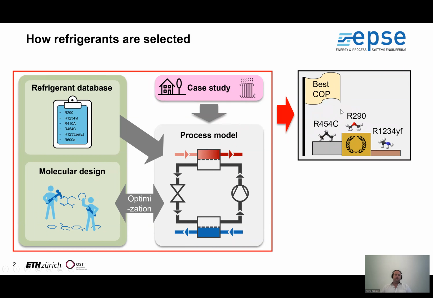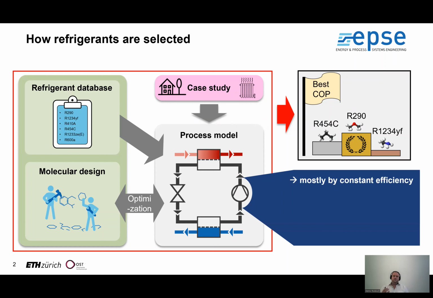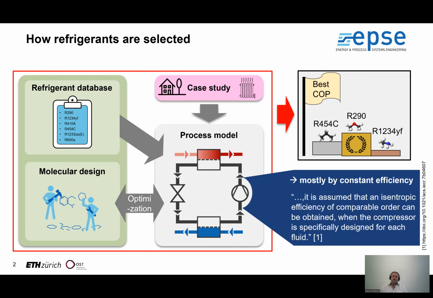And for the process model, it is particularly important how the compressor is modeled. We all know that compressor efficiency has the major impact on the COP. However, the compressor efficiency is mostly assumed to be constant for all conditions and for all refrigerants, just one value. And the argument usually is that similar efficiencies for all refrigerants can be achieved when the compressor is specifically designed to the selected refrigerant afterwards.